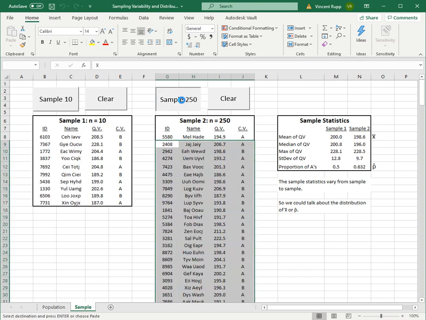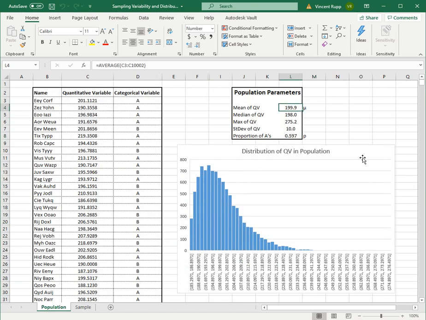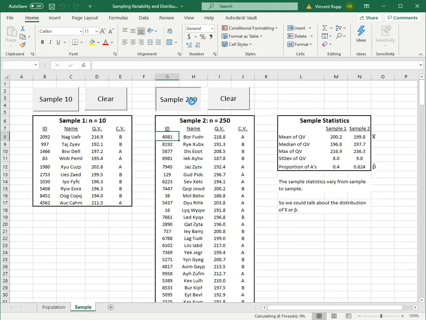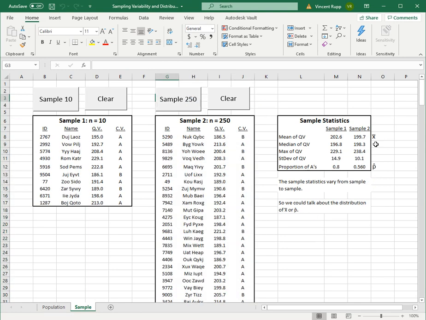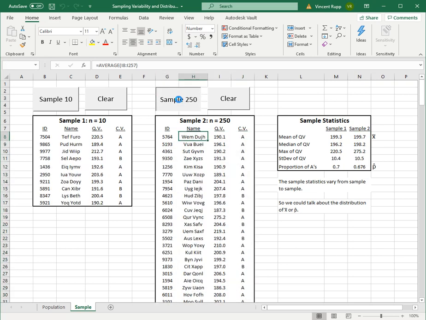and you can see every time you take a random sample, the means change a little bit. We saw our population mean was 199.9. That's never going to change. That's the average for everyone in the population. But every sample mean is going to be different. They will sometimes be a little higher than 199.9, sometimes a little bit lower.